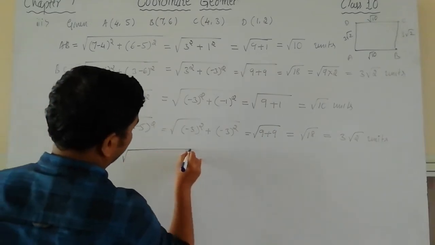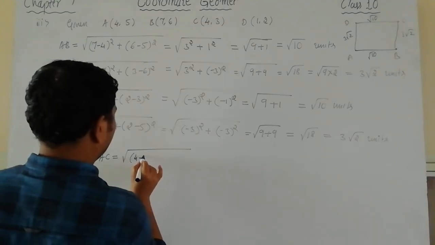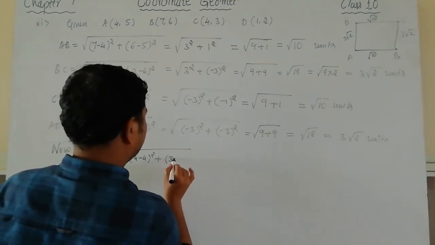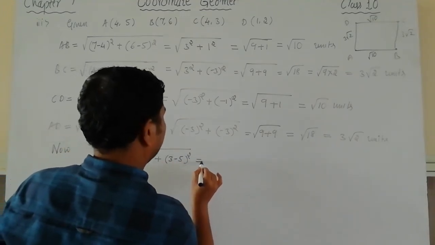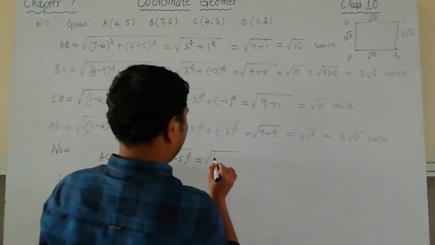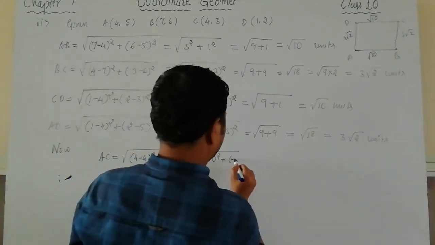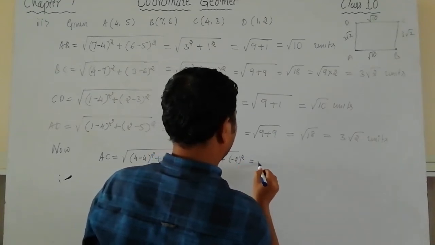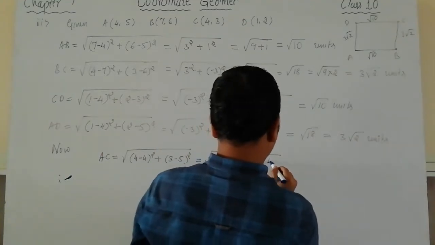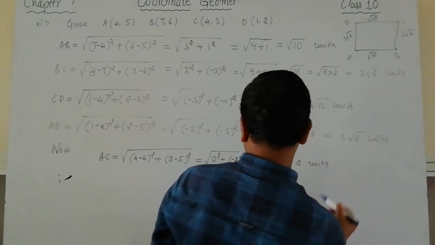AC is equal to square root of (4 minus 4) whole square, and then plus (3 minus 5) whole square, which is equal to square root of 0 square plus minus 2 whole square. 0 square means 0, leave it, minus 2 whole square means it will become 4, and square root of 4 is equal to what? 2 units. One of the diagonals is 2 units.